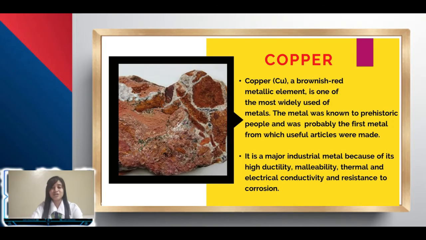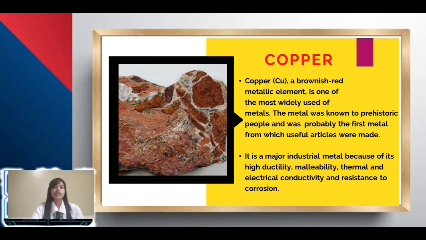Good day everyone. So let's proceed to the copper. As what you can see in the picture, we can point out two obvious physical properties. First, it is a brownish red metallic element. Ibig sabihin, its color is brownish red. And second, it doesn't have cleavage but it has fractures. Fractures lang siya kasi ang pagkabiyak-biyak ng bato is hindi pantay or uneven.